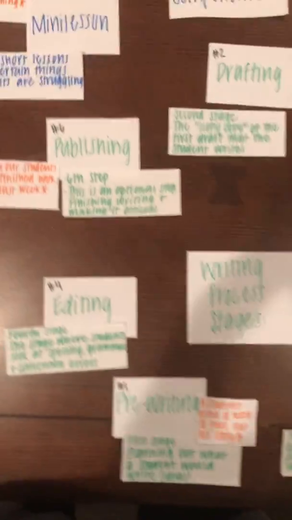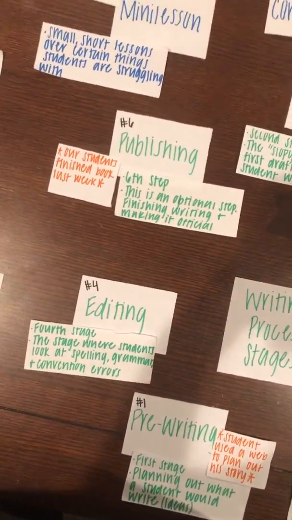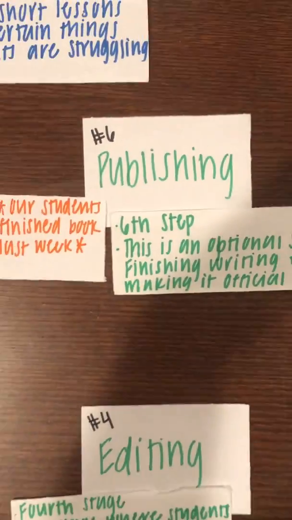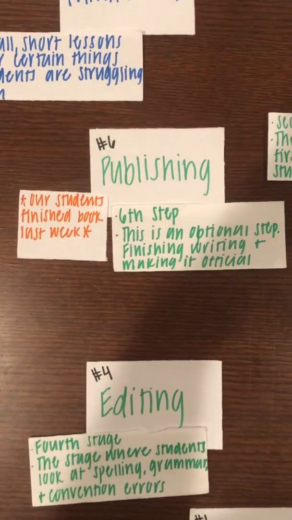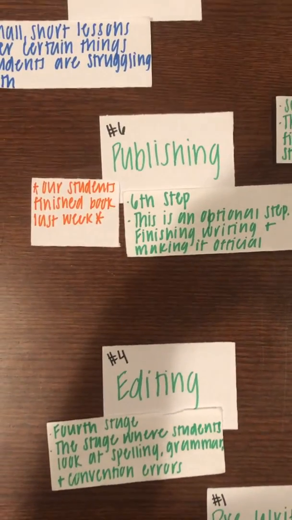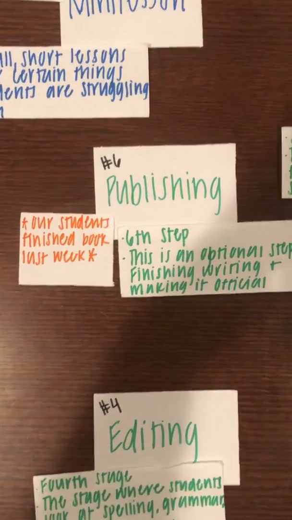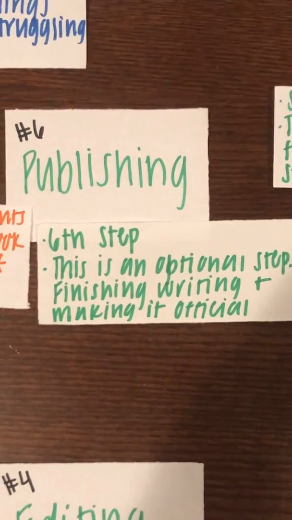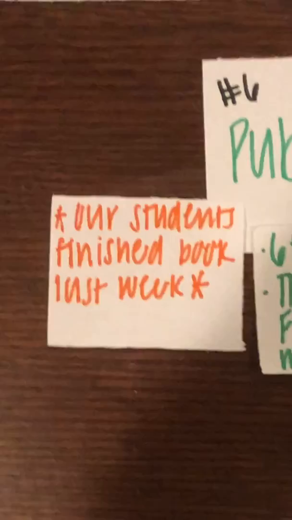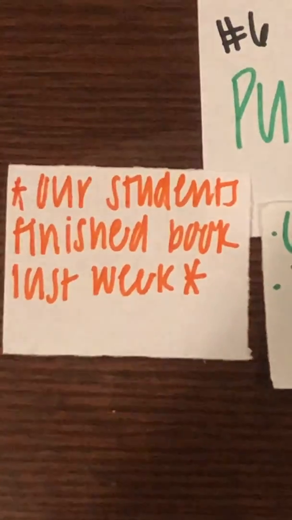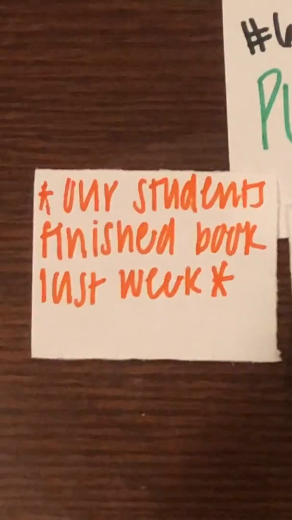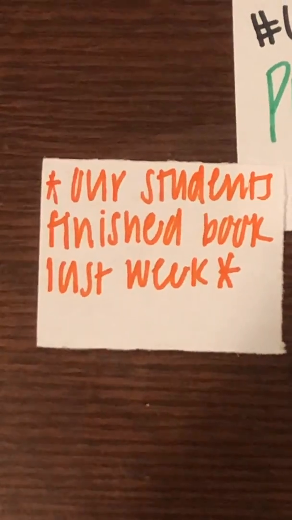The sixth stage of the writing process is publishing. Now, this is only an optional stage. Not every writing will be published. But when it is, this is going to be the finished writing that makes it official. So for example, our students this semester published their writing piece because we made it into a real finished book product.